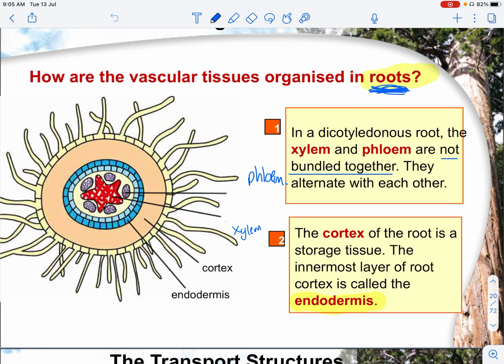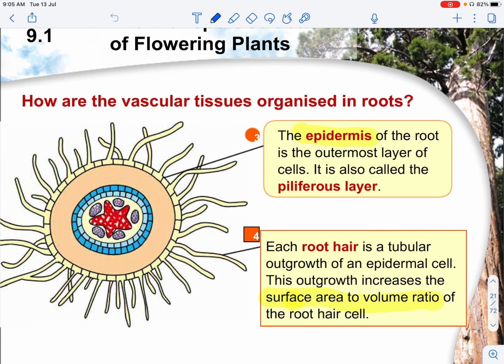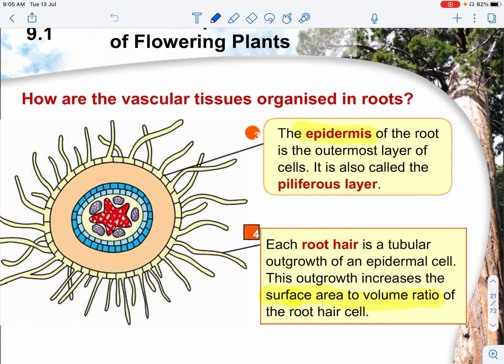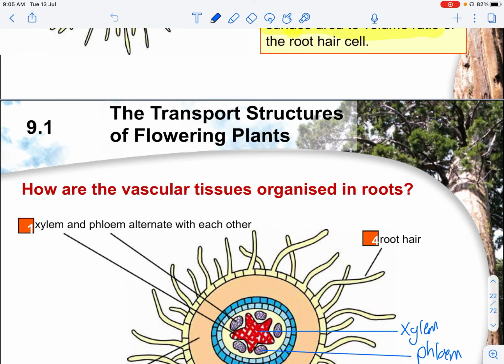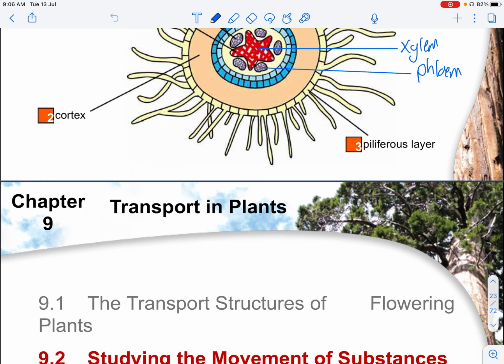Okay, so the cortex of the roots is mainly a storage tissue, and the inner part is the endodermis. The epidermis of the root is usually the outer layer of cells, and this is a piliferous layer. In this case, each root hair is just an outgrowth of an epidermal cell. And this is mainly to increase the surface area to volume ratio in order to absorb water and mineral salts. So you could see that this is how the vascular bundle is organized in roots.